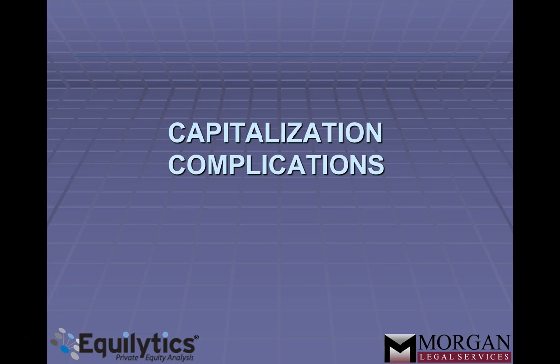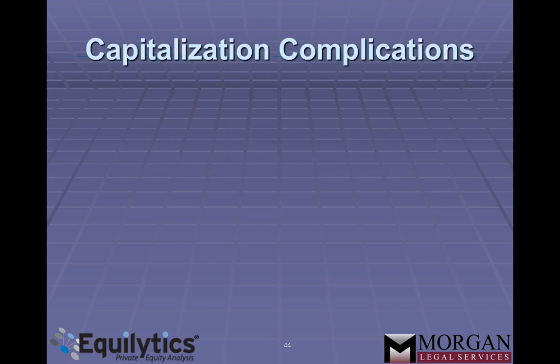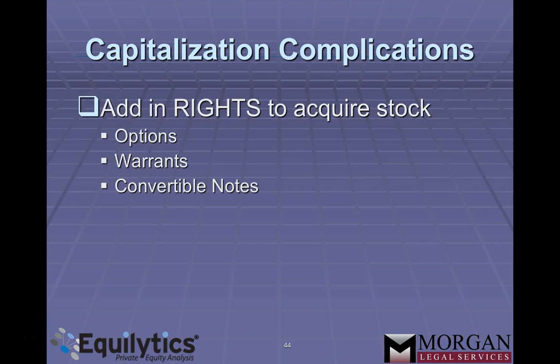This is our last section, Section 7 on capitalization complications. This section will be a little longer than the others, and we're going to look at some of the complexities that can be added to the capitalization and the cap table. So, what are some of the complexities that we can add?